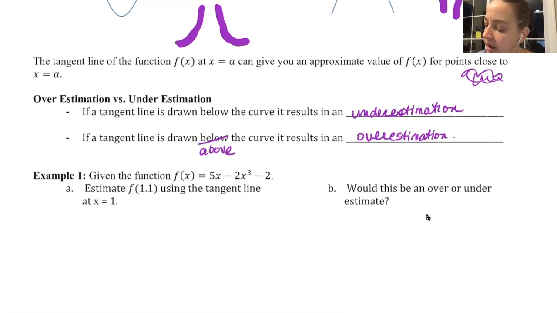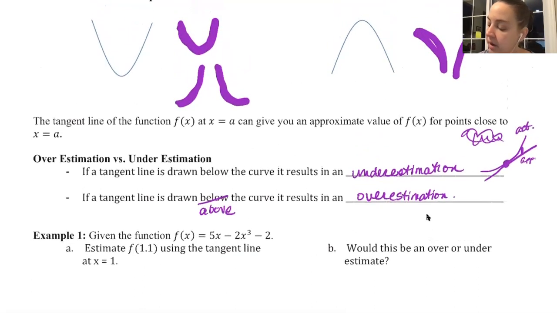So to the first one, if we draw below the curve, so here's my curve, here's my tangent line, and if I'm checking out the value over here, my tangent line is below the actual curve. So the line would be the approximation and the curve would be the actual. Your approximation becomes an underestimate.